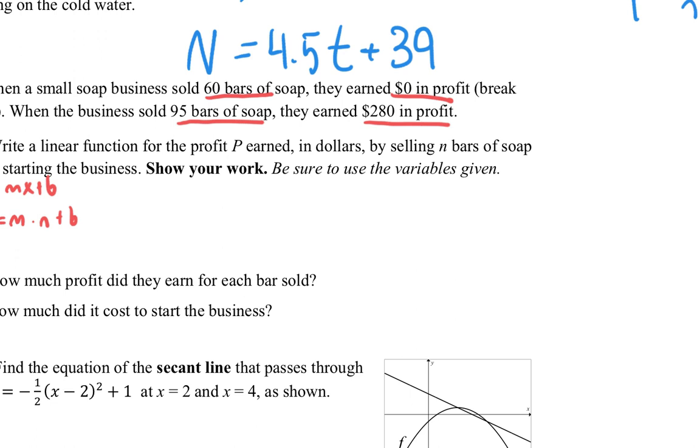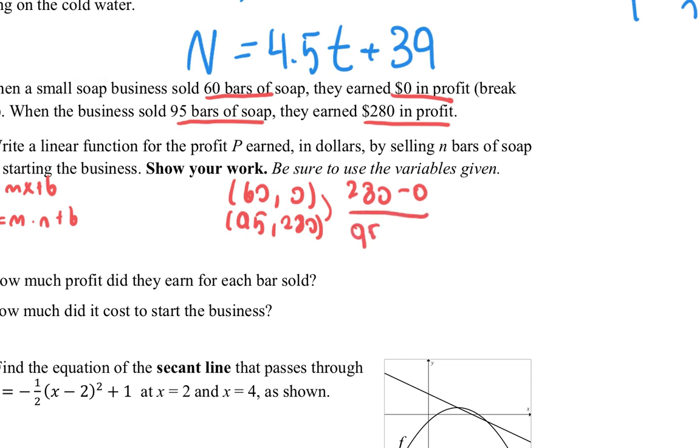Well, we have the point that when we sold 60 bars of soap, we had 0 profit, and when we sold 95 bars, we had 280 in profit. So we can find the slope using those 2 points. So slope is y2 minus y1 over x2 minus x1, which is 280 over 35, which is 8. So our slope in this case is going to be 8. I guess in this case, dollars per bar is how much we make.